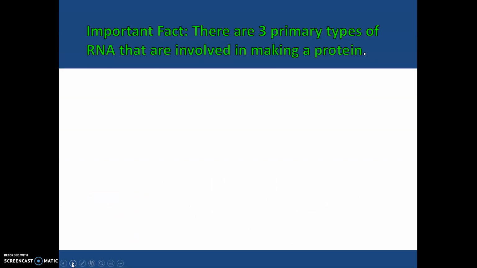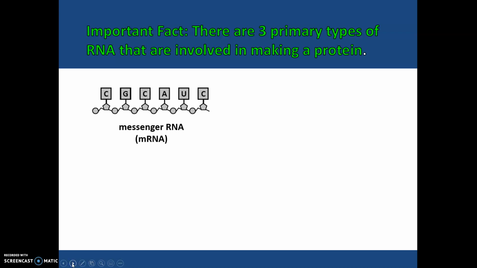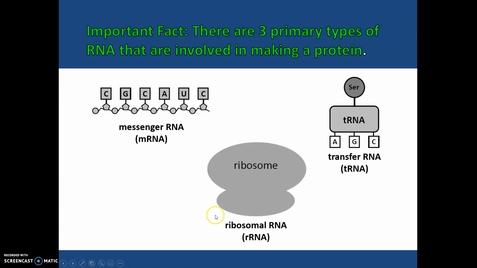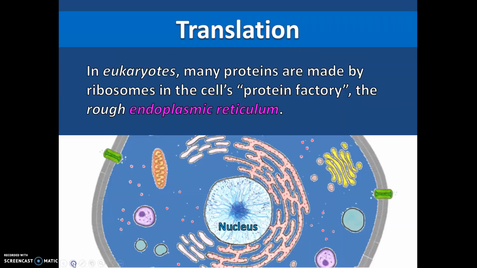So, there are 3 different types of RNA that are involved in making the protein. The first type we've discussed, which is mRNA, or messenger RNA. This is the RNA that brings the message from DNA in order to make the protein. Next, we have transfer RNA, and these bring the amino acids in order to build the protein at the ribosome. And the last one is ribosomal RNA, or rRNA, which is the ribosome. And that's the one that actually puts the protein together.